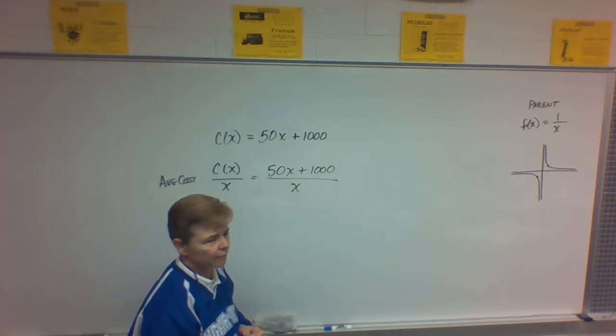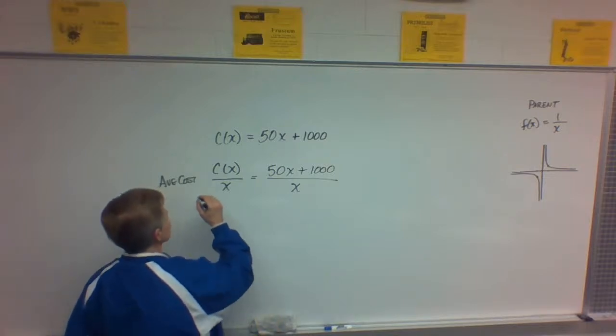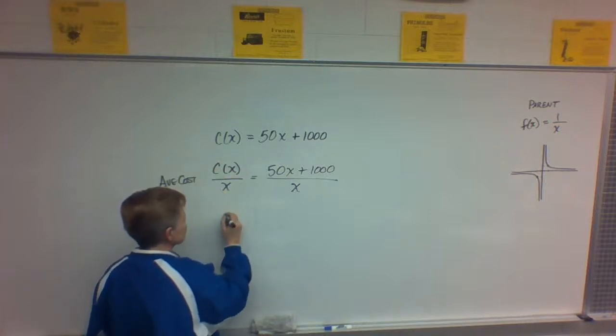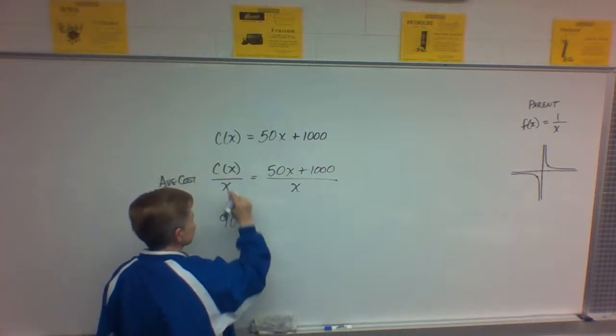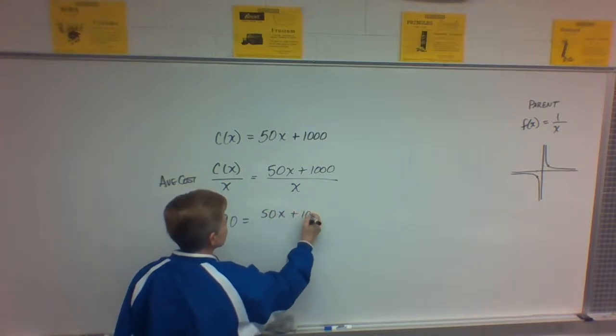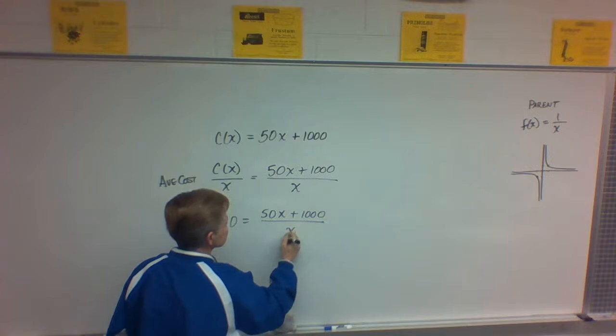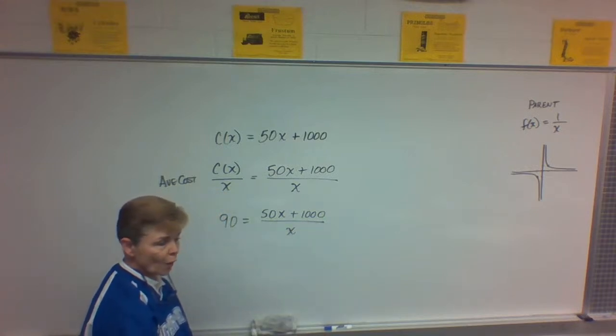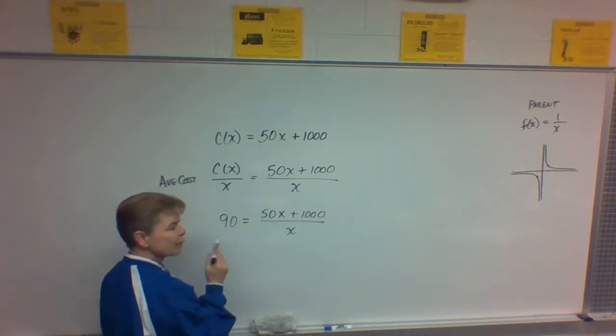How many? Well, we have to print so that average cost is, so this whole expression here gets replaced with 90. That's average cost, and this is our average cost function as a function of how many we have to print. So if we solve this for X, we should know how many we have to print to bring the cost down to 90. How would you begin?